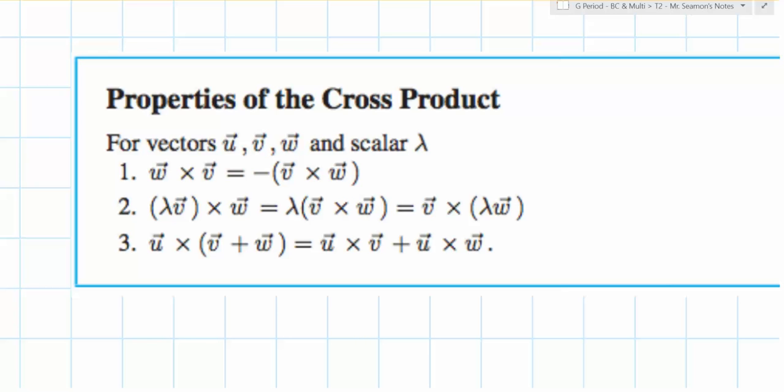Why would it be maybe advantageous to do this instead of this? Because it's easier to do that. How many crosses are there? One. What's easier, adding or crossing? Adding. Adding is easier, right? So this way you have to add and then cross once. Over here you have to cross twice and then add. So those are just the basic properties of cross.